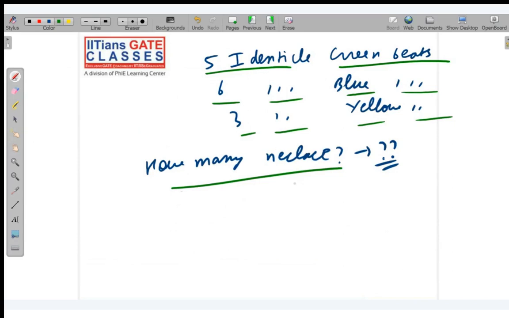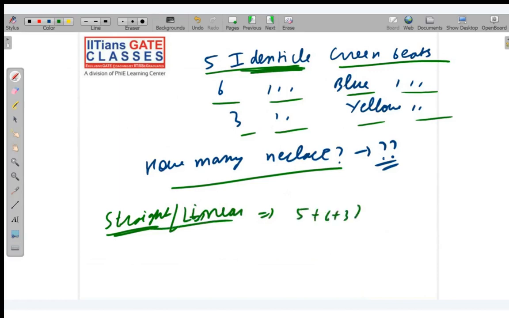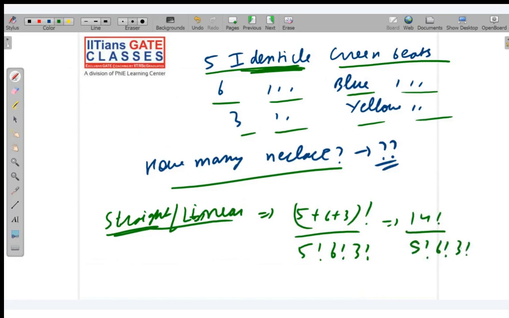Assume we want a straight arrangement, and I do not want to make a necklace. I want to make it straight, or you can say linear. Since I have used the word identical, 5 plus 6 plus 3, that is 14 factorial divided by 5 factorial, 6 factorial, 3 factorial. That is the answer for linear.